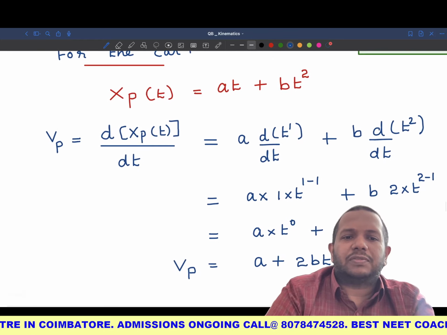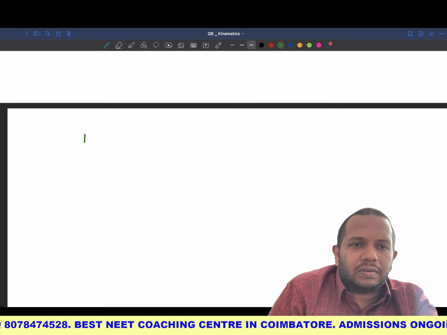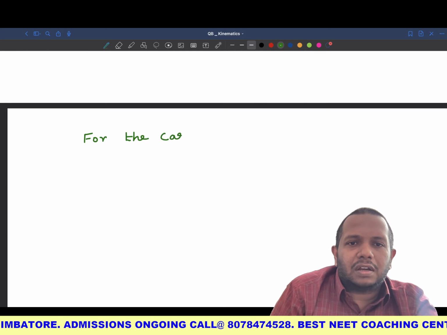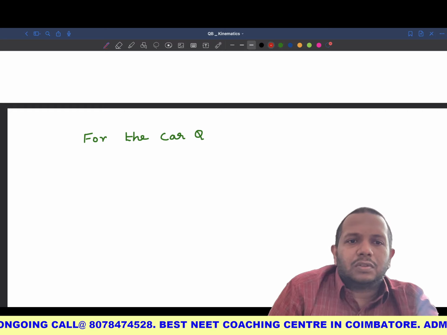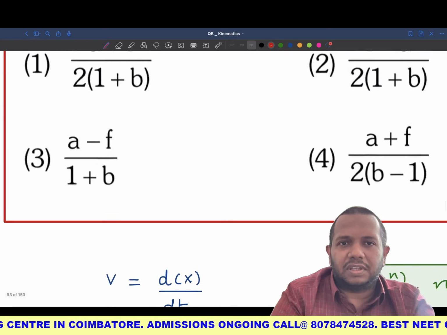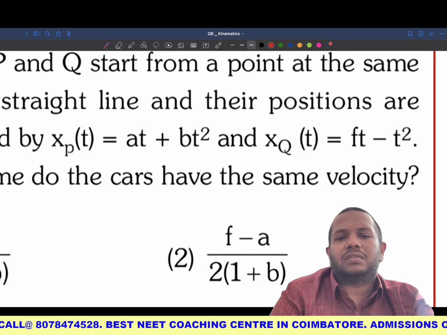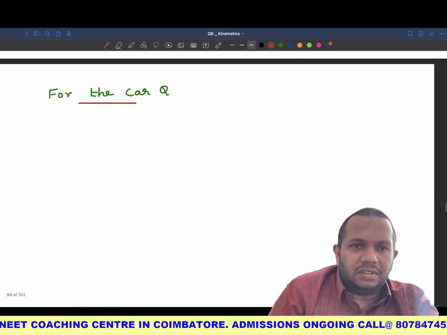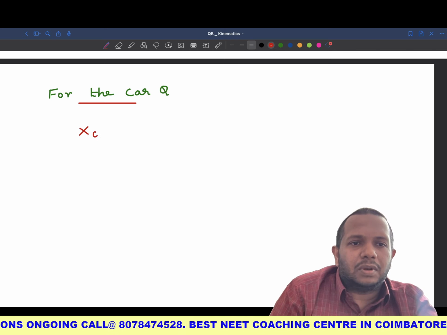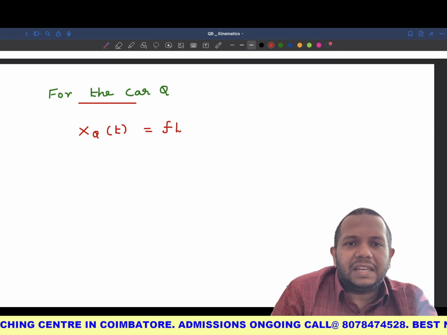So for Q we know that, we will write it as for the car Q. I will take another color. Its position vector is also given in the question, so let us revisit the question. Here it is mentioned very clearly, xq is equal to ft minus t square. So let me note down that xq is equal to ft minus t square.